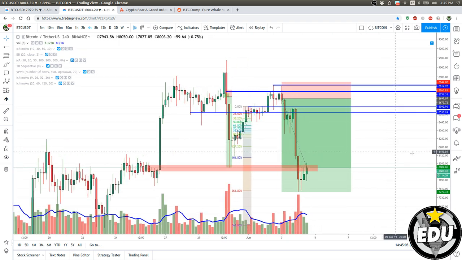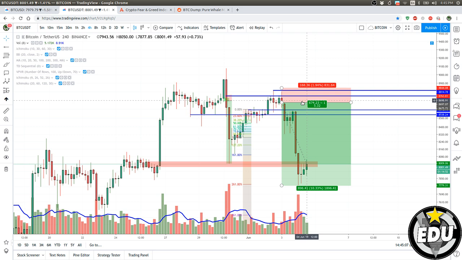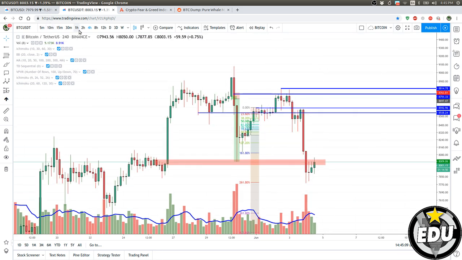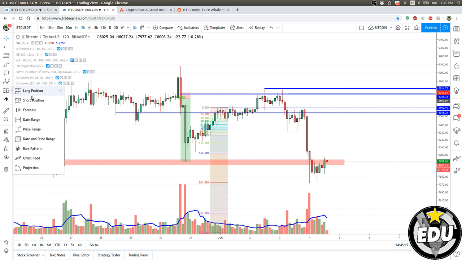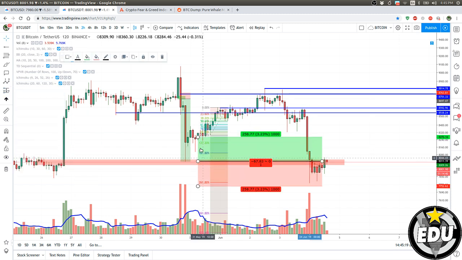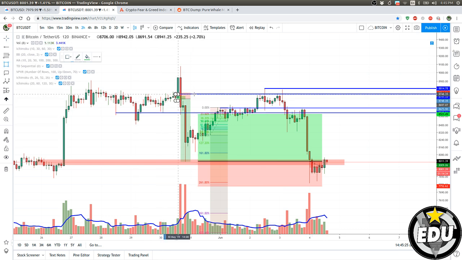So this breaker block worked really well. Then it dumped again. So this breaker block already worked out. So there was a trade, then it came back down here. There was another breaker block. You could have opened a long position from here to reach where? To reach the breaker block on the 2-hour time frame. That's the one here.